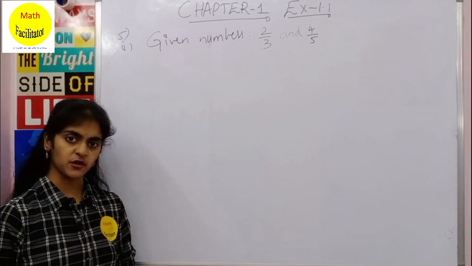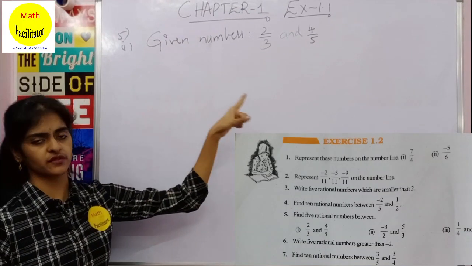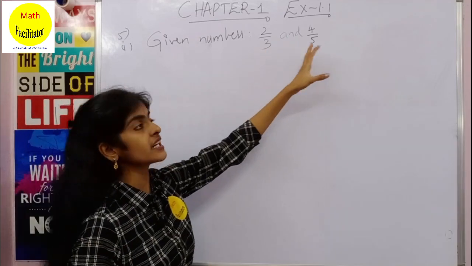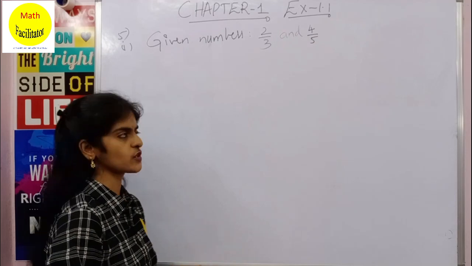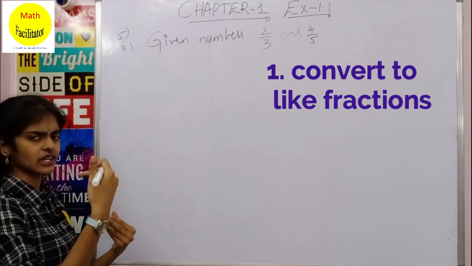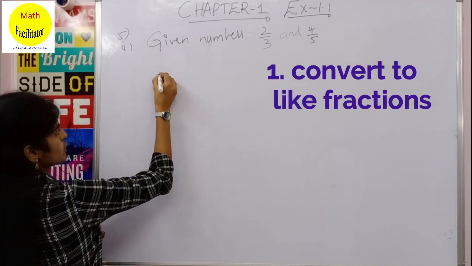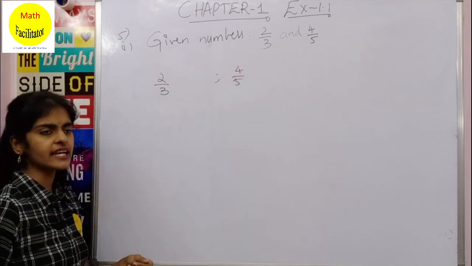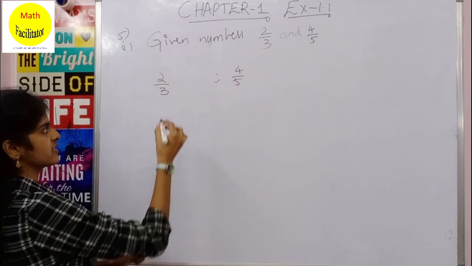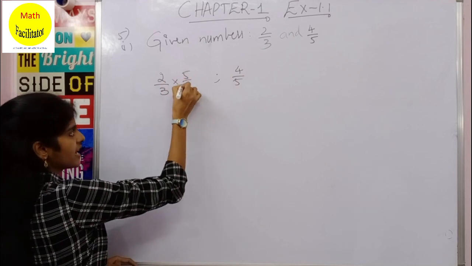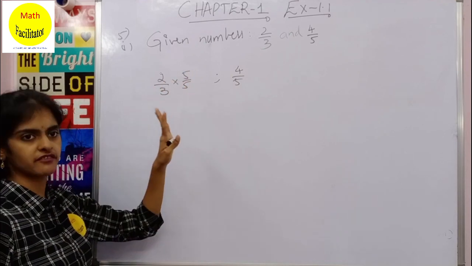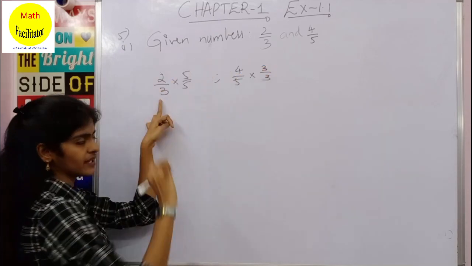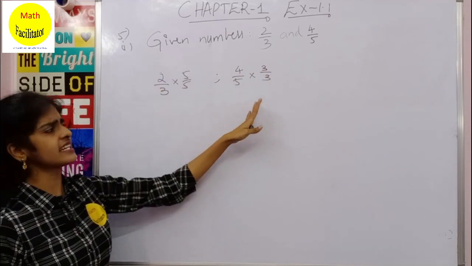Moving on to the next question, you have to insert 5 rational numbers between these two fractions. Here also you can see that these are not like fractions, they are unlike fractions. So let us first convert them into like fractions. How do you do that? You have 2 upon 3 and 4 upon 5. Here the denominator is 5, so let us multiply and divide by 5. Here you have 3 as the denominator, let us multiply and divide by 3. Clear? This is the easiest way.